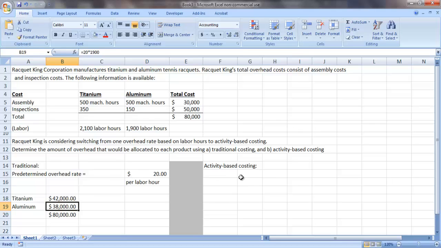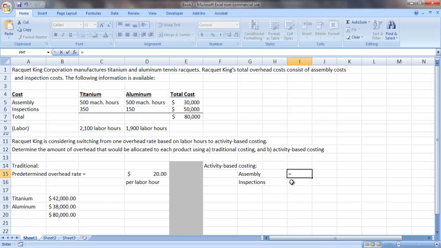If Racket King switches to an activity-based costing system, those overhead costs will be allocated in a different manner. Under activity-based costing, we calculate a predetermined activity rate for each activity cost pool. So we would need an activity rate for assembly and for inspections. We calculate activity rates in a similar manner to our single predetermined overhead rates by taking the estimated cost divided by the estimated activity for that particular cost pool.